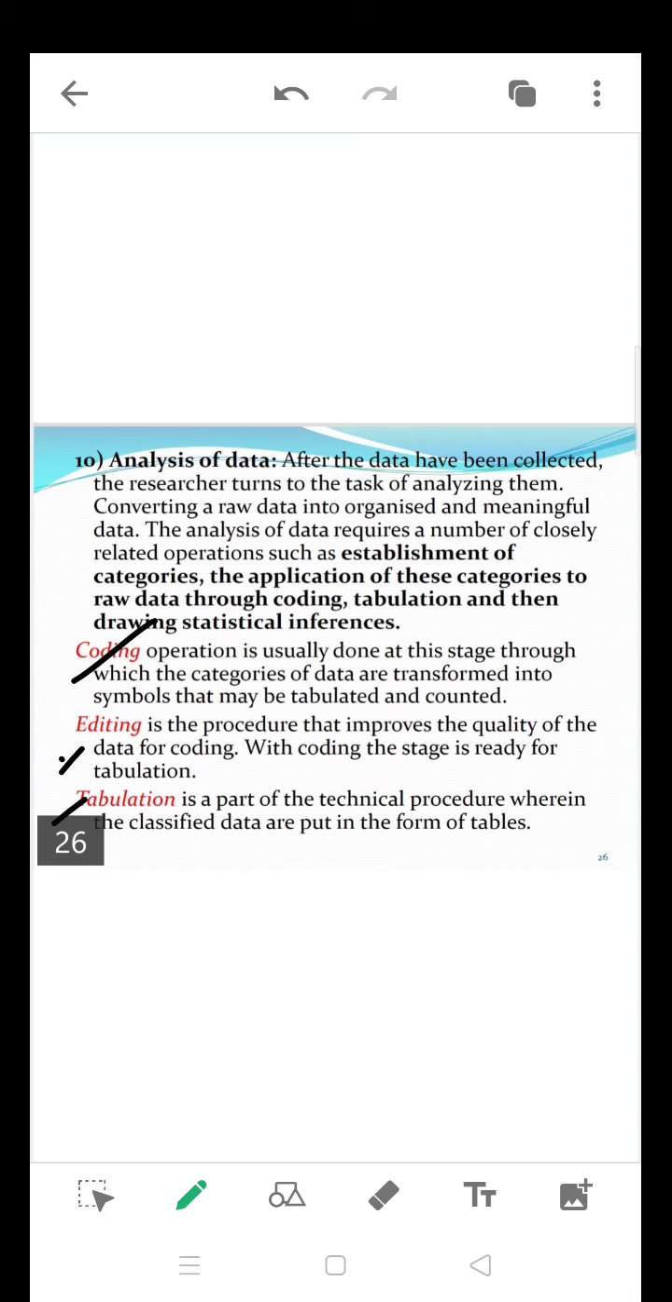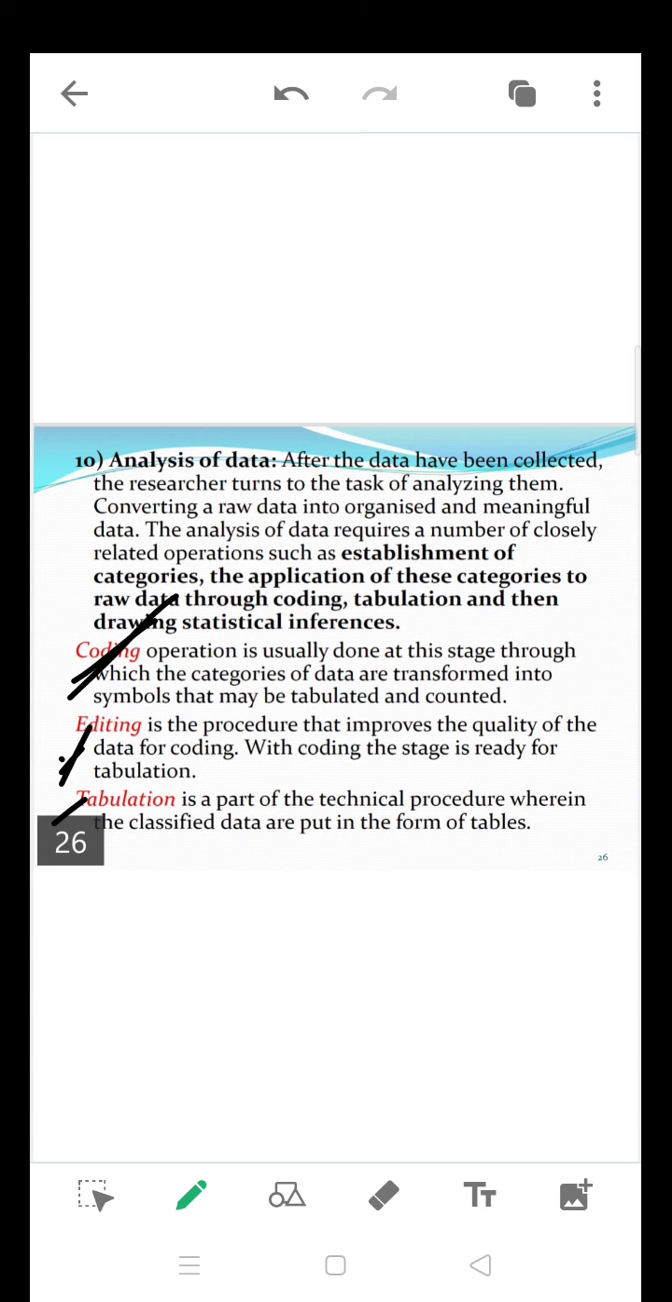First one is coding. This operation is usually done at this stage, through which categories of data are transformed into symbols that may be tabulated and counted. So we are going to give some symbols in order to make it easy for the purpose of tabulation and for the purpose of counting data. That is called coding. Individual data are coded here in the form of symbols, which helps the researcher count the data appropriately and accurately.